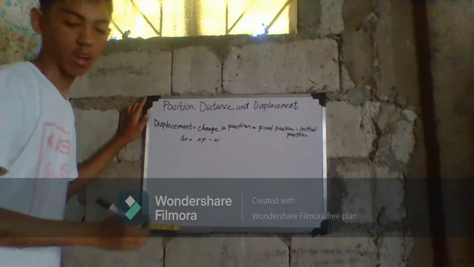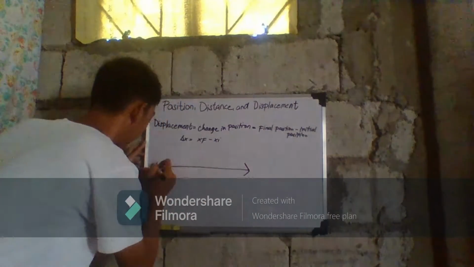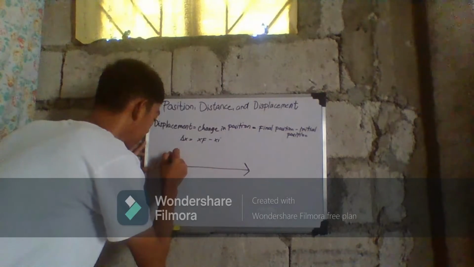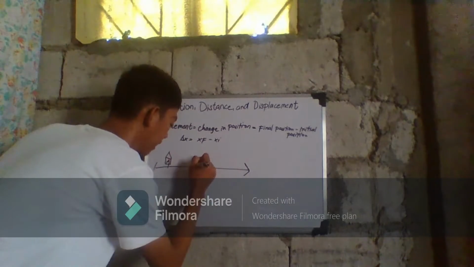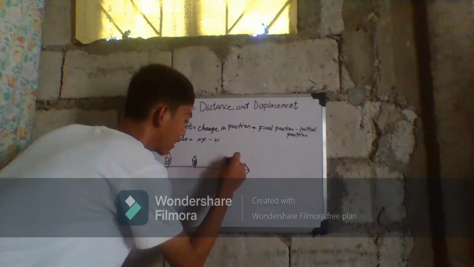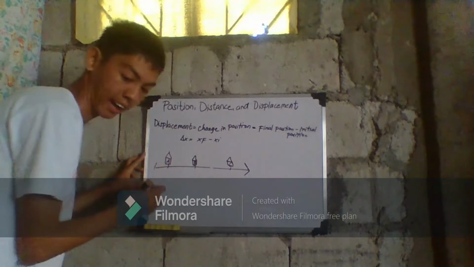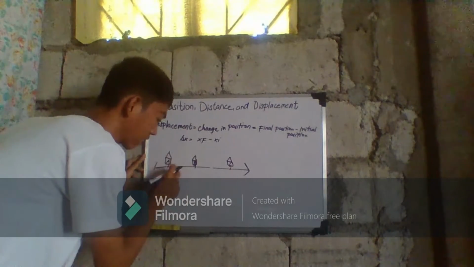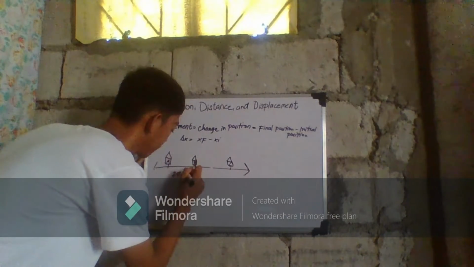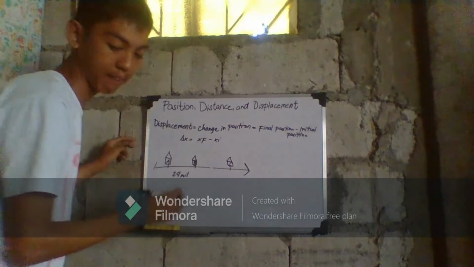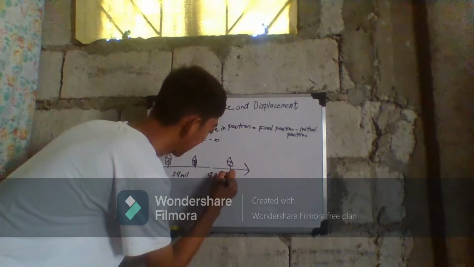So, let's draw an object again like earlier. Draw the coordinate system first. This is house A, house B, then house C. From house A to house B, we have 2.4 miles. From house B to house C, we have 4.3 miles.